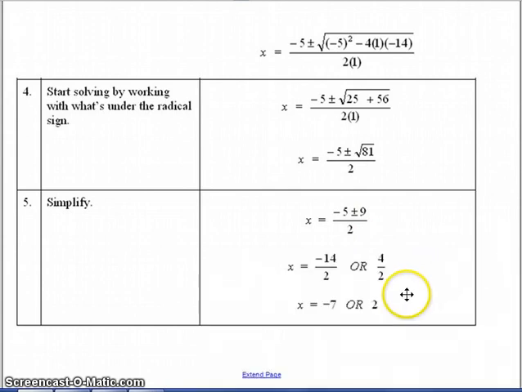Negative 5 plus 9. Well, after all, that's 4, so that'd be 4 over 2. Negative 5 minus 9 would be negative 14. So you're going to have x is either negative 7 or 2.